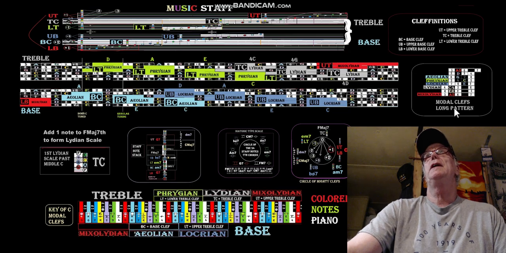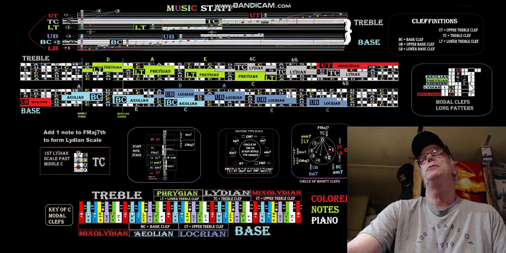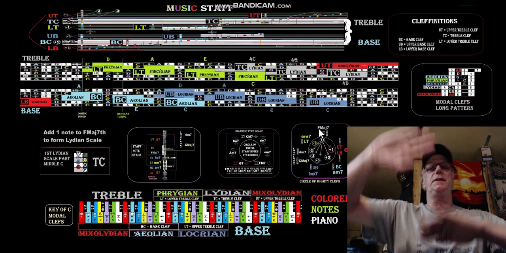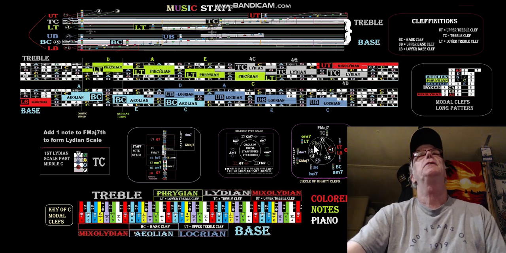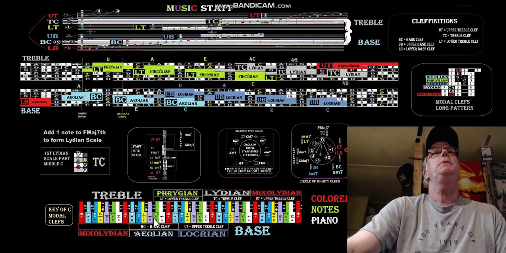So the modal clef's long pattern here: the Aeolian is 6/7 root, Phrygian 3/4/5, Locrian 7 root 2, Lydian is 4/5/6. The Mixolydian is 5/6/7. The Ionian and the Dorian we don't have. This is just a double of the Mixolydian because of the way that the clefs are defined in this particular breakdown.